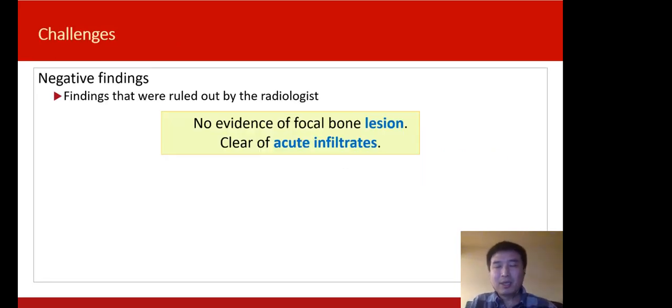We read a lot of radiology reports and find that there are much more negative findings in the clinical text than in the general text. More formally, we call a finding negative if it is ruled out by the radiologist, such as no evidence of focal bone lesion or clear of acute infiltrates.